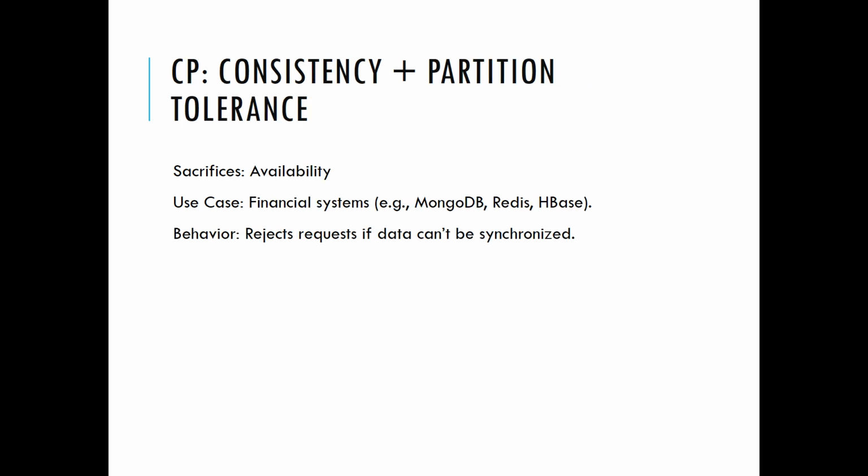CP systems prioritize data correctness over uptime. Banks use these. If a transaction can't verify across all nodes, e.g., during a partition, it rejects your request. Tools like MongoDB or ZooKeeper work this way. You'll see errors like system unavailable, but your balance stays accurate. Sacrificing availability here prevents financial chaos.